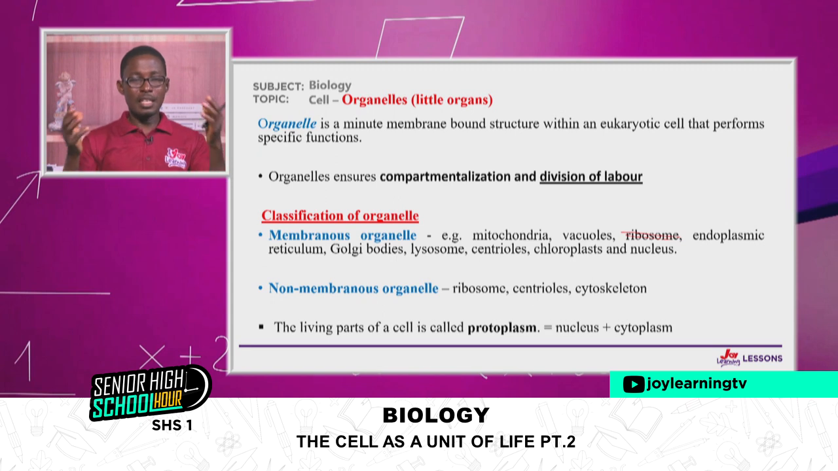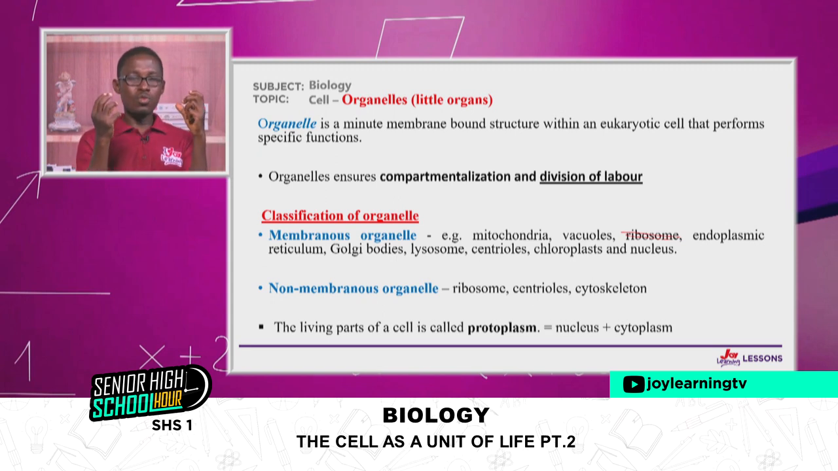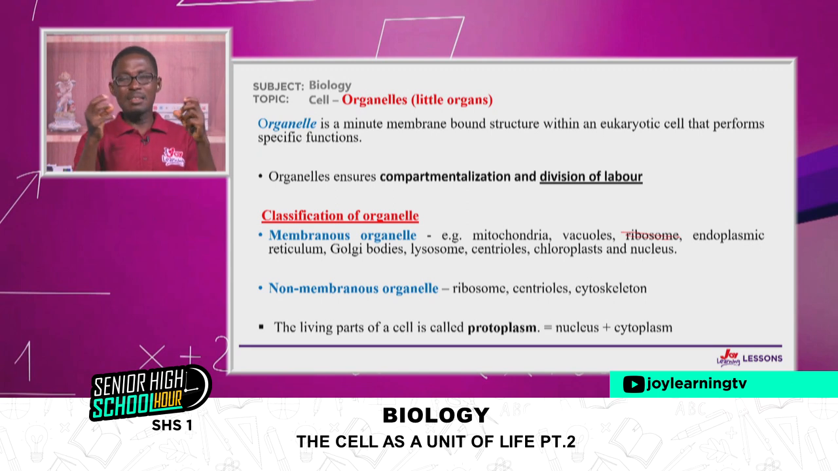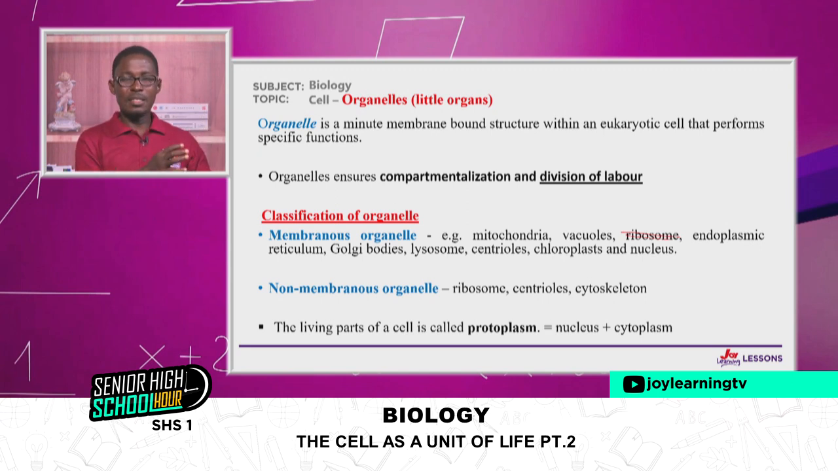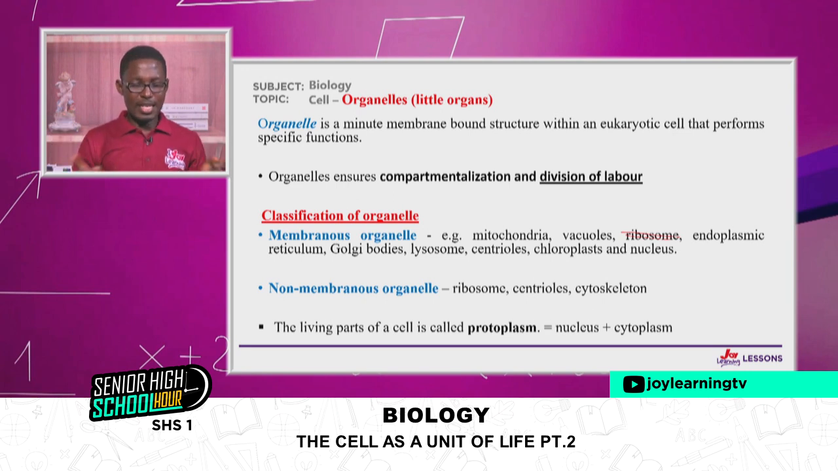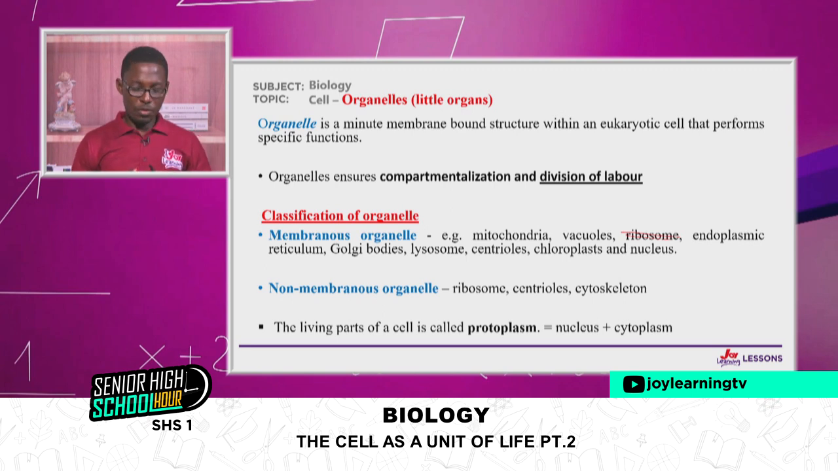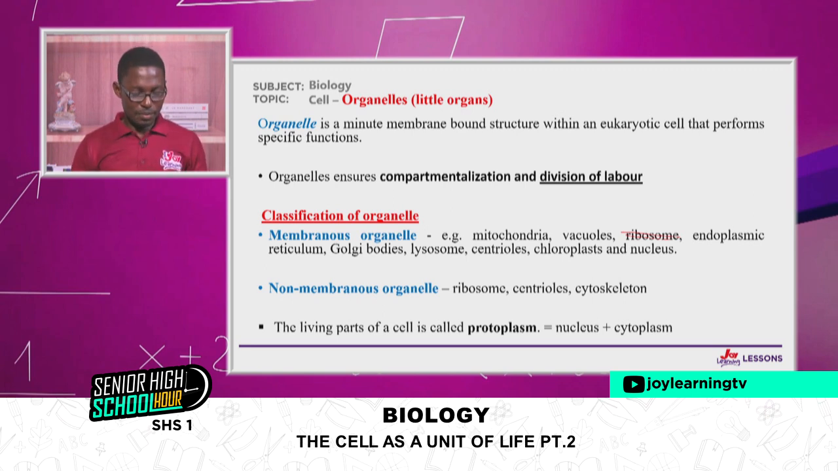It also houses a lot of things, and a lot of things go on. So we see that there are two main reaction centers, the cytoplasm side and the nucleus side. These two parts together, the nucleus and the cytoplasm together, are referred to as the protoplasm.